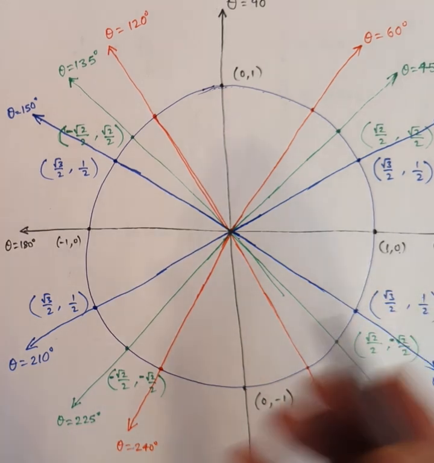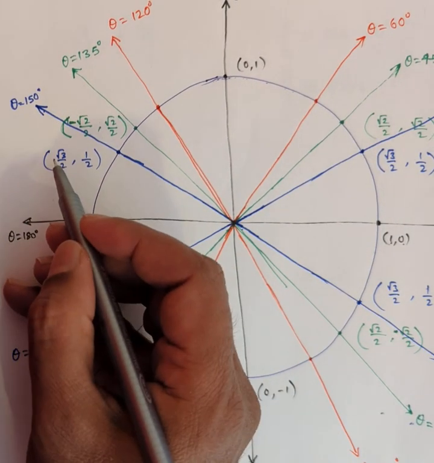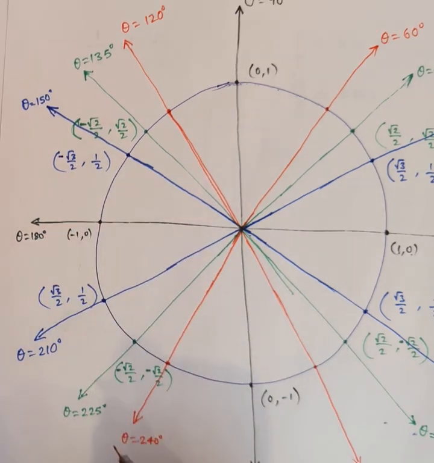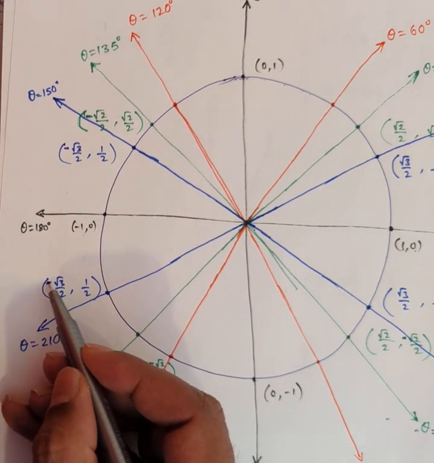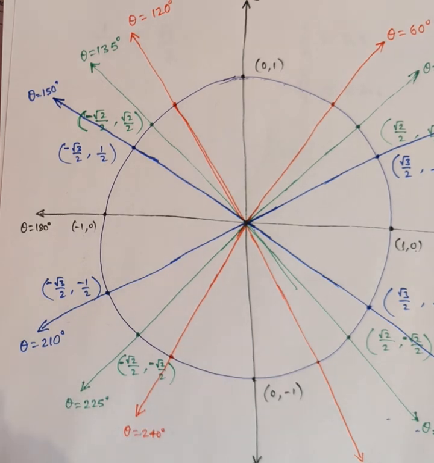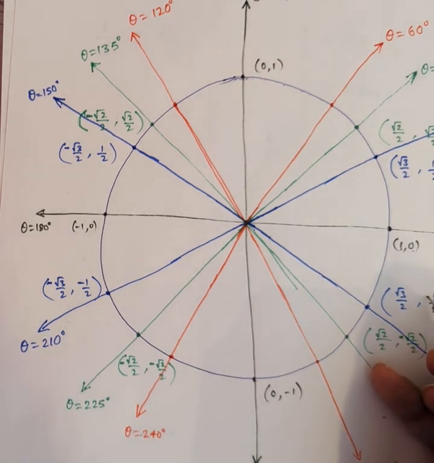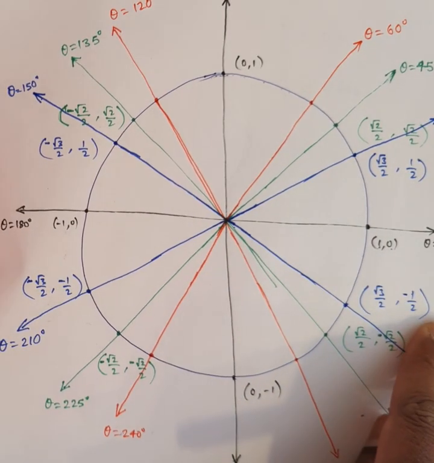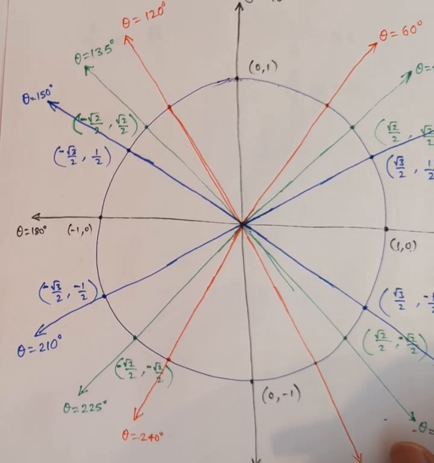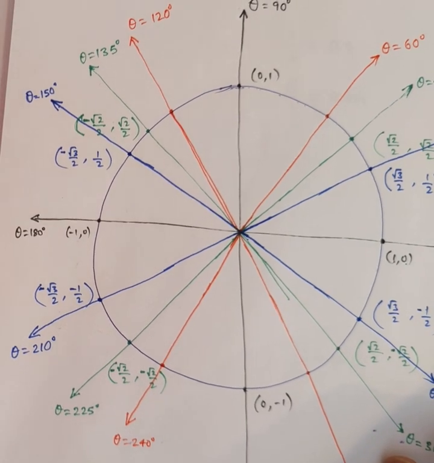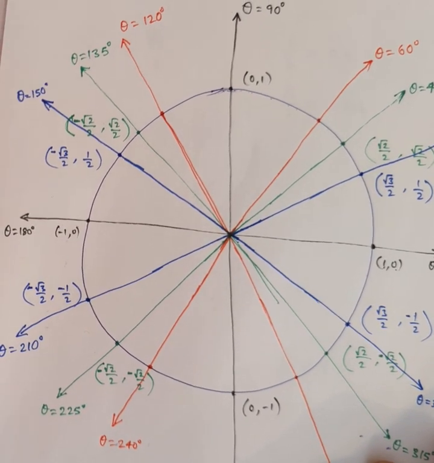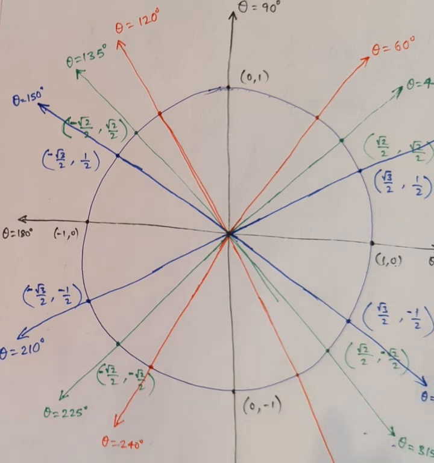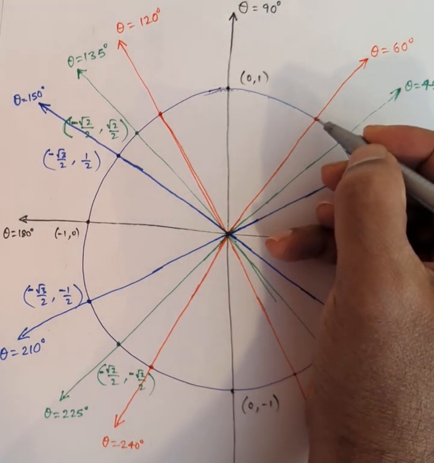And now we will supply the negatives wherever they are needed. In the second quadrant, x has to be negative. In the third quadrant, they are both negative, both x and y. In the fourth quadrant, x is positive and y is negative. So that's what I have in the fourth quadrant. And similarly, I can get these red points.